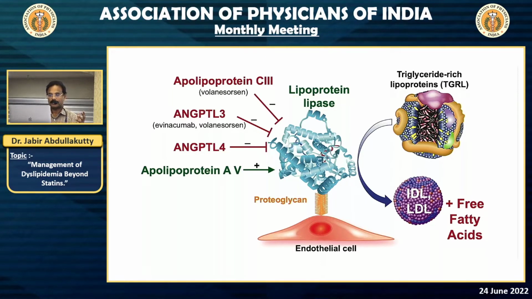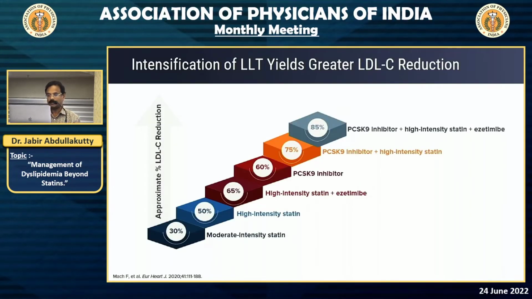The triglyceride-rich lipoproteins have also been found to have atherosclerotic potential. So these are the new drugs coming in. It is an inhibitor of an inhibitor. So, intensification of the lipid lowering therapy: what is the magnitude of the LDL reduction you can get?